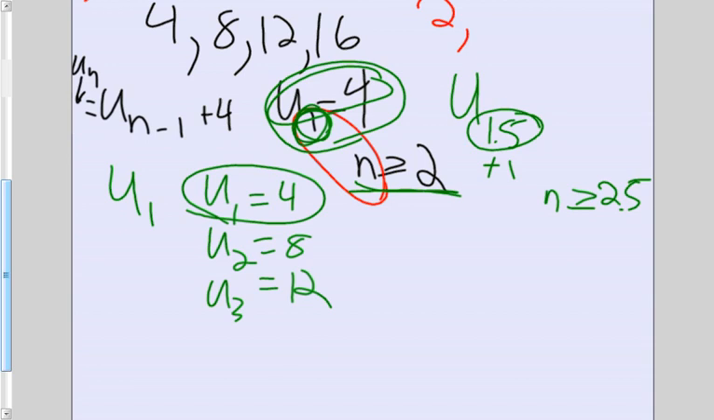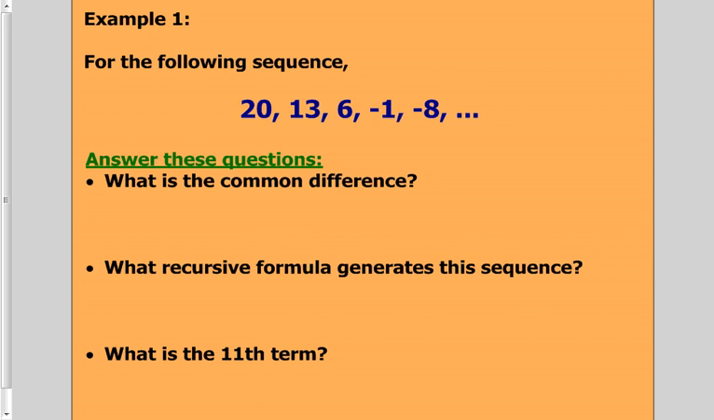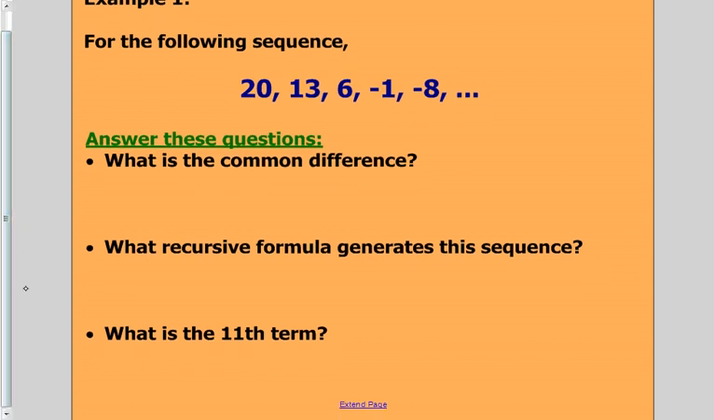So let's move forward here. Let's do example 1 technically. We're going to find out what is the common difference. We're going to write that rule or that recursive formula that generates this sequence, and then we're going to figure out what the 11th term is. This is a little bit of a sneaky one, but why don't you guys start on that? Compare your answers with the person next to you.